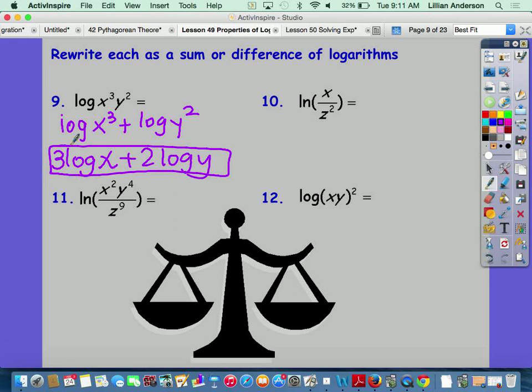Over here, I'm dividing, which means I need to do what? Subtract: ln of x minus ln of z squared. And yes, because the power's there, I need to bring it down to the front. ln of x minus 2 ln of z.